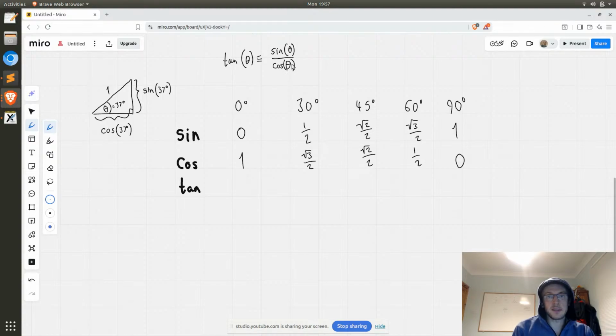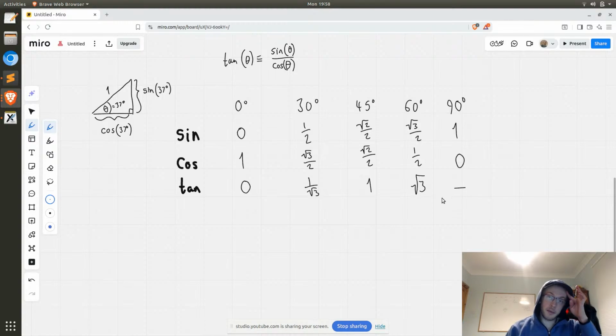And employing this definition, we can just divide the top row by the bottom row to get this row here. So 0 divided by 1 is 0. A half divided by root 3 over 2 is 1 over root 3. Root 2 over 2 divided by itself is, of course, 1. This here is root 3, being the reciprocal of that. And then 1 divided by 0, well, that's undefined, although some people think of it as infinity somehow.